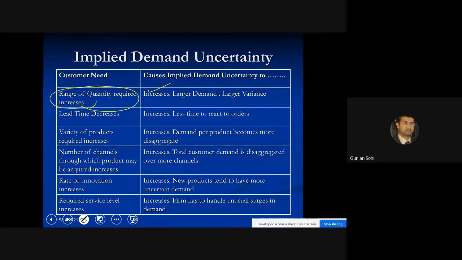I mean, that is obvious. If your implied demand uncertainty increases, there will be larger variance in the demand. I mean, larger demand does not mean that customers will need more. It means that the inventory in the supply chain is going to get inflated if the range of quantity required increases, because nobody wants to have a shortage. You can keep extra, but you don't want to lose your revenue. You lose a customer, and at times the customer may not come back.